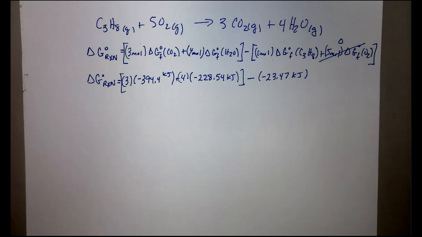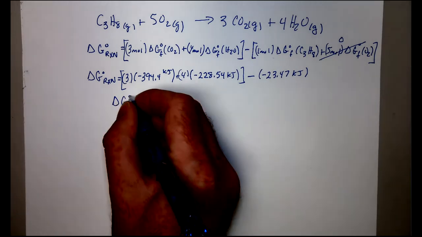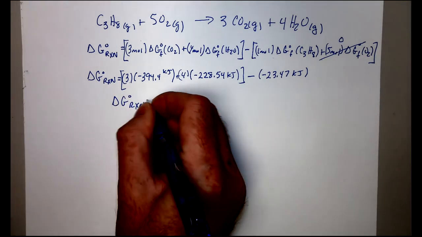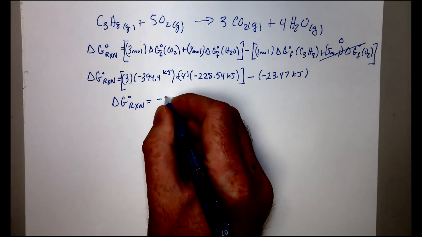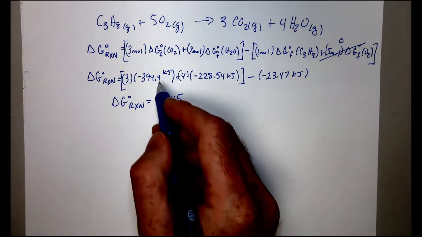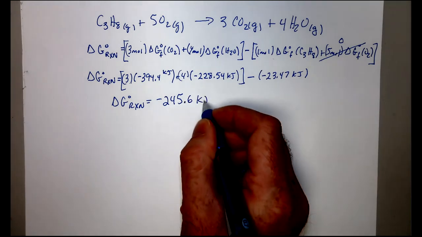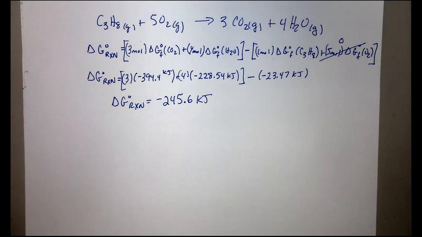We got 23.47. Notice it's minus a minus, so it's going to end up being a plus. So our delta G for our reaction is a negative 245.6 kilojoules for that particular reaction as a whole.